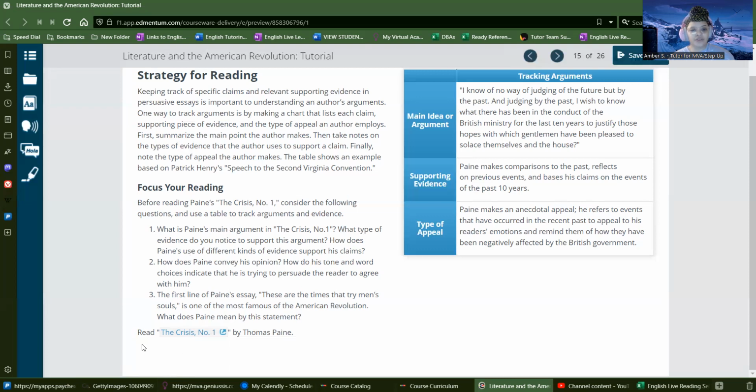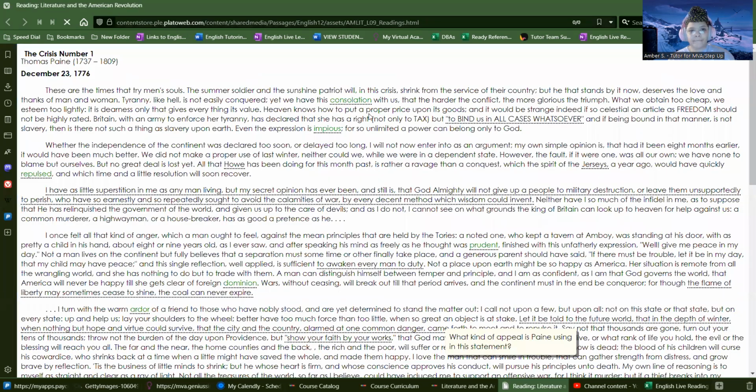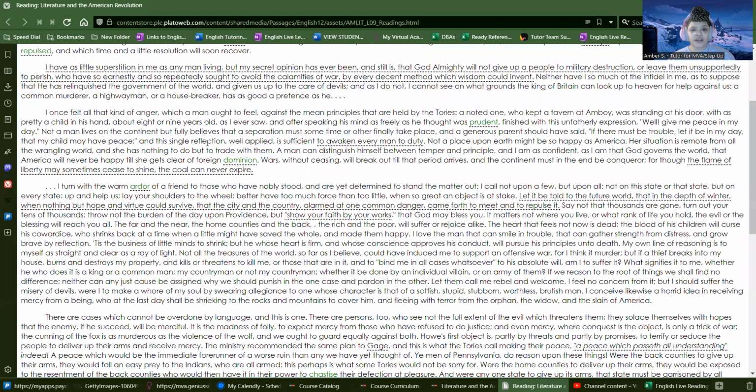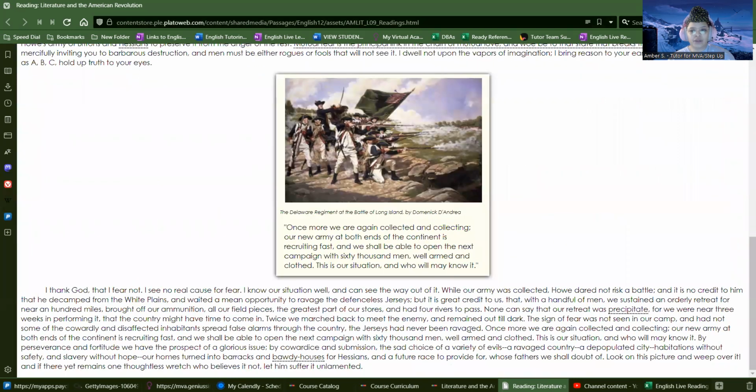Alrighty, so the link to Crisis Number 1 is here at the bottom. I'm just highlighting it so people can see where it is, and we are just going to pop that open. Now this looks very, very long, but it is not that long. This is the last paragraph here.